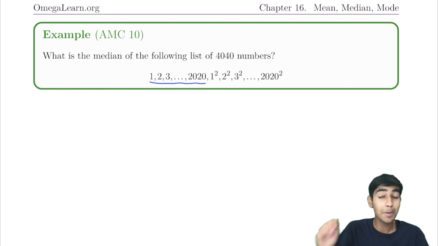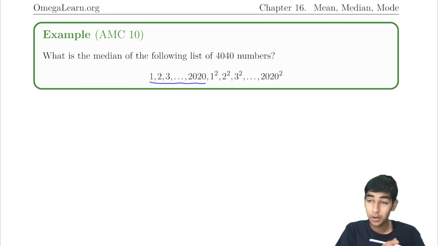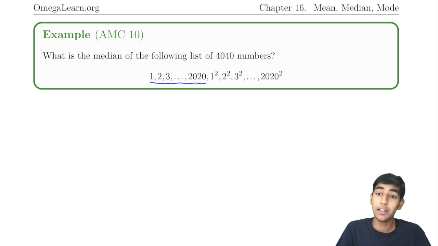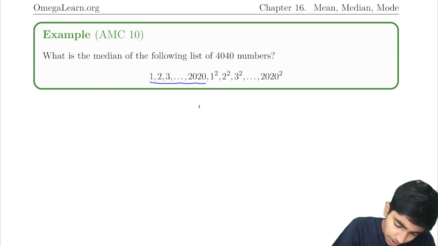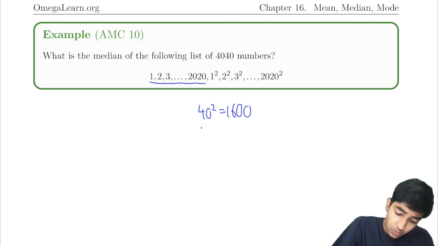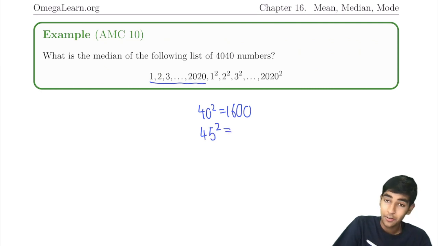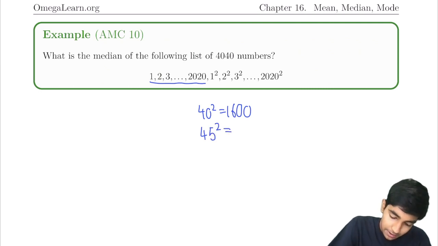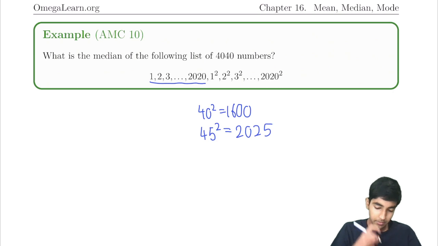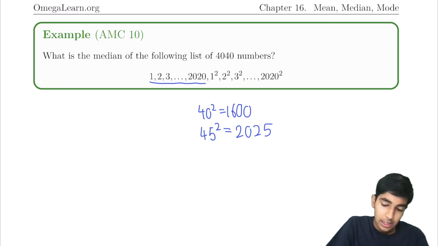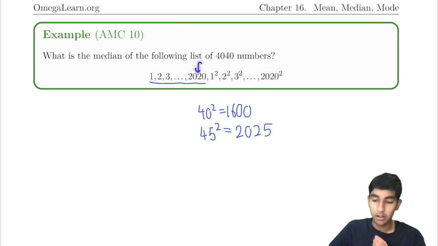Well, if you remember my squares video, you know a quick trick to calculating squares quickly. So you can see 40 squared, 1600, right? That's too little. 45 squared, you can use the squares trick, 4 times 5, 20, then 25. Okay, so 45 squared is bigger than 2020.